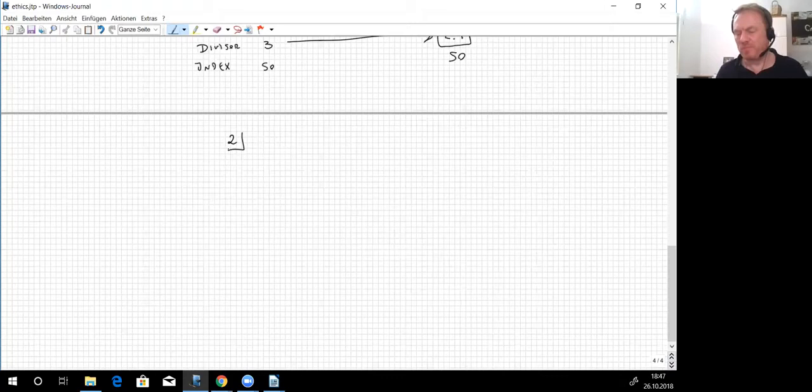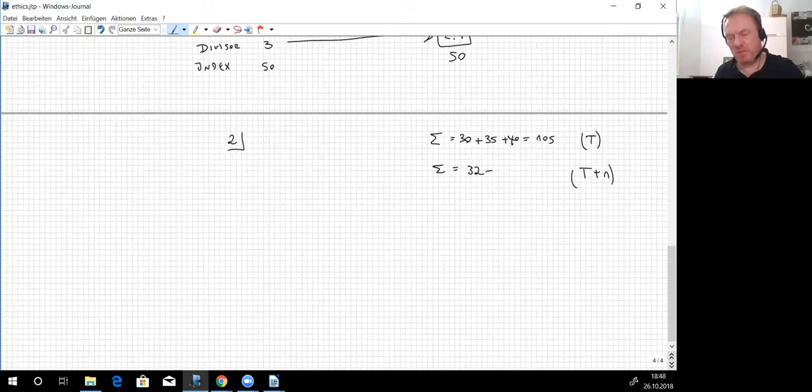And again, we sum up the prices equal to 30, 35, and 40: 105. That's period T, and then period T plus 1. That's another sum, 32 plus 40 plus 45. When taking a look into the table, yes. That is that.